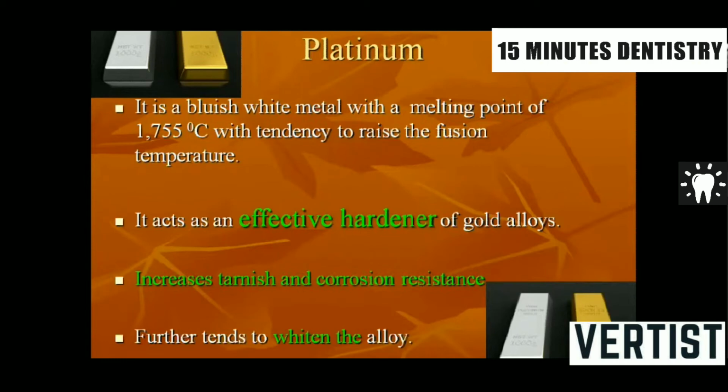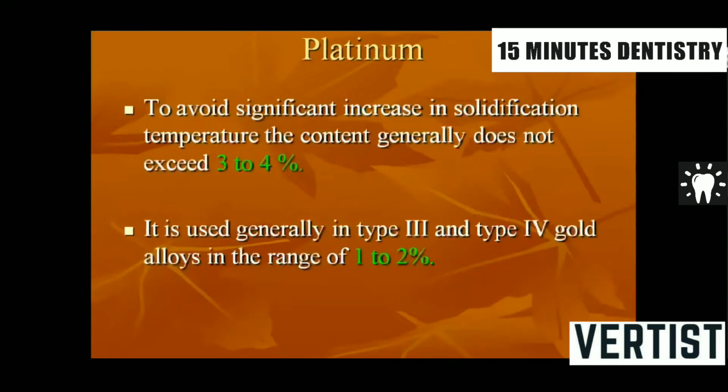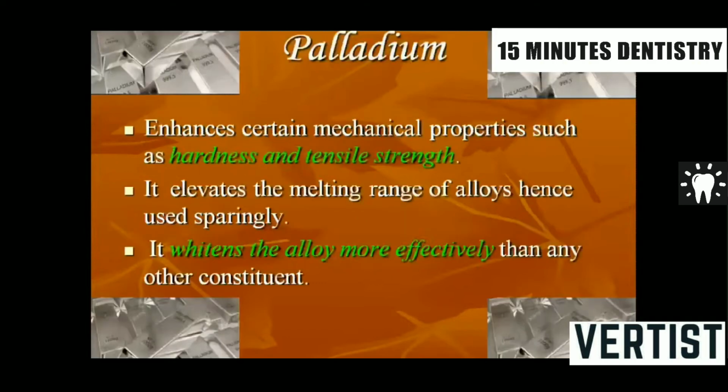Apart from copper, platinum adds to the hardness of the alloy. It increases tarnish and corrosion resistance because it's a noble metal and does not tarnish or corrode. So it increases the tarnish and corrosion resistance of the alloy, and it further whitens the alloy. Usually the percentage of platinum should not exceed 3 to 4% of the alloy because of the casting procedure and solidification temperature. Usually it is added up to 1 to 2%.